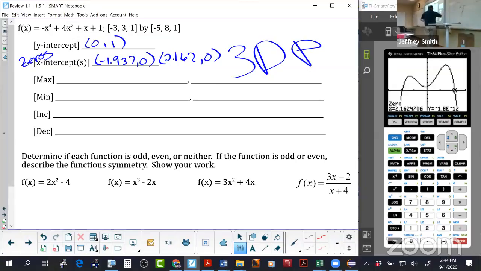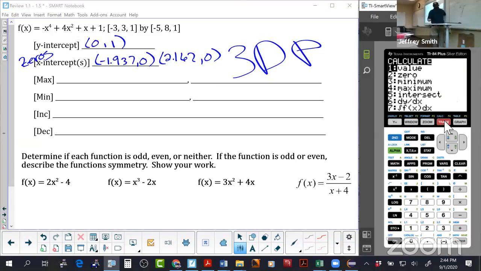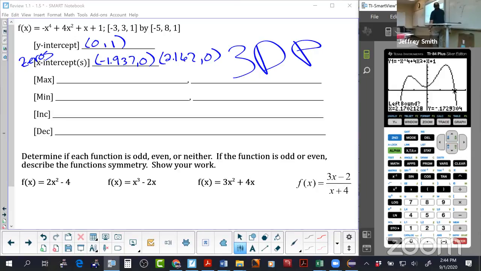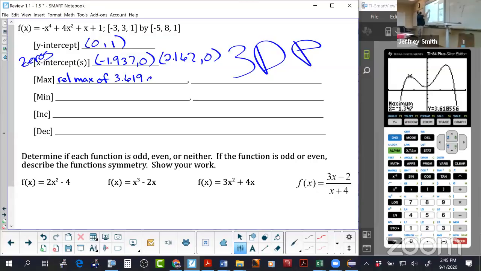All right, maximums. Calculate maximum. Now, instead of arrowing all the way over to this maximum, I can just hit -2. It jumps it over there. Go to the right and guess. So we have a relative maximum of 3.619 at x equals -1.347.